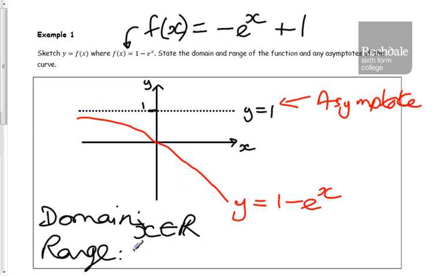So the range, y is any real number, but y is always smaller than 1. Not equal to 1, because it's an asymptote, it never actually touches 1, and there's certainly nothing above 1. So the range, any real number smaller than 1. And that's the end of example 1.